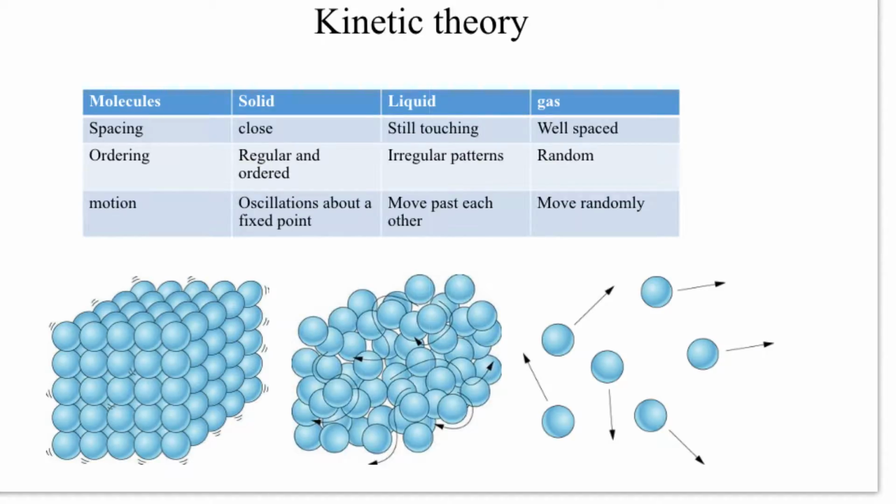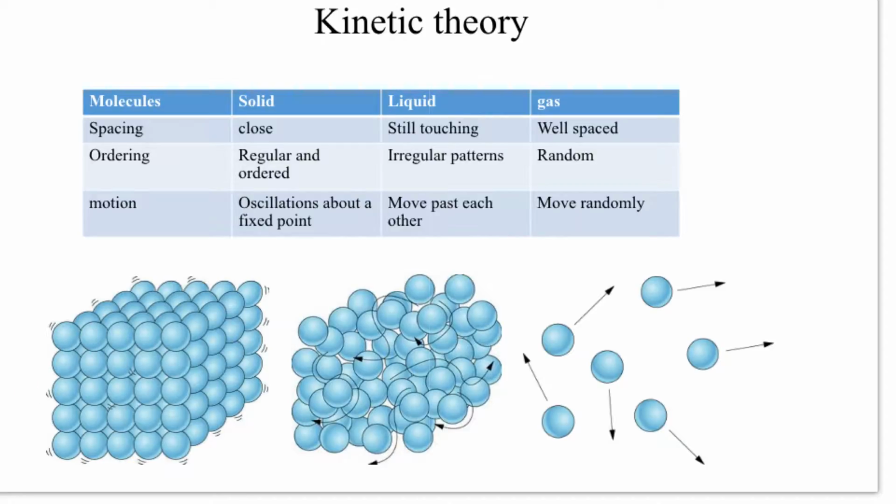Thermal physics and ideal gases. This is kinetic theory. Here you need to know the spacing, ordering and motion of solids, liquids and gases. In a solid, the spacing is very, very close, as you can see here. It's regularly ordered, like in a lattice, and the motion is oscillation about a fixed point, as you can see here.